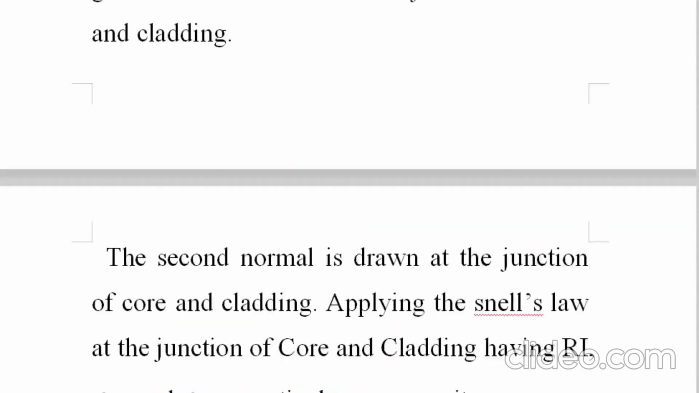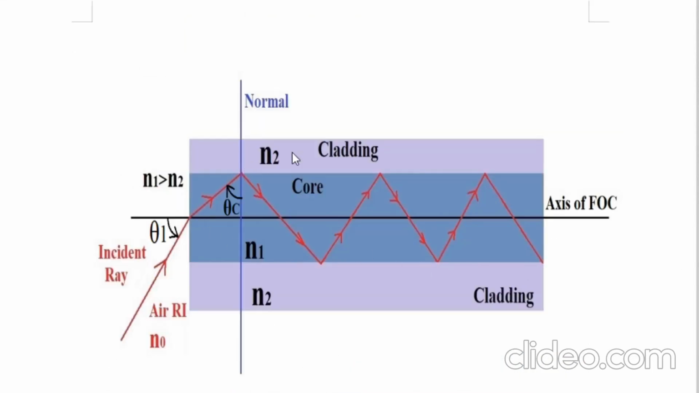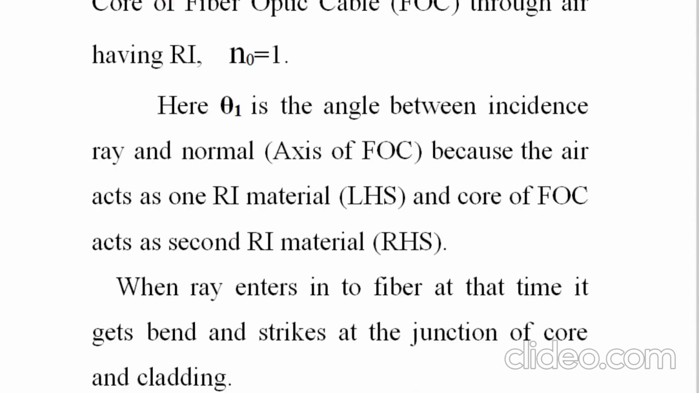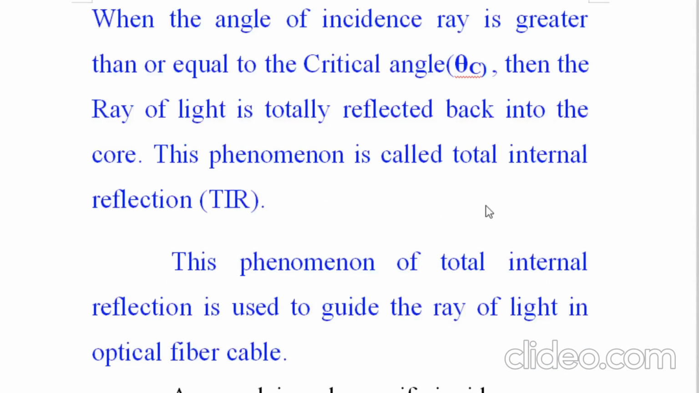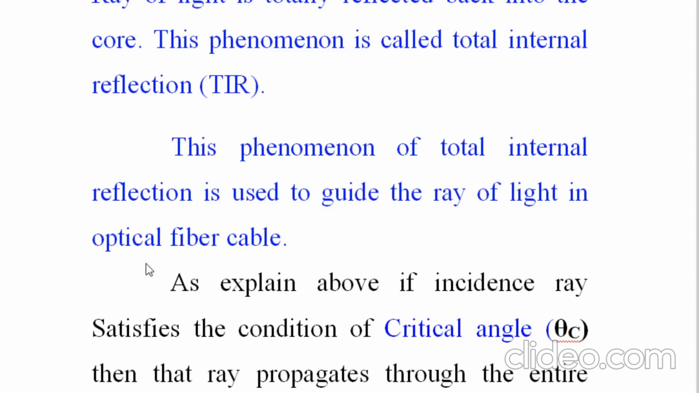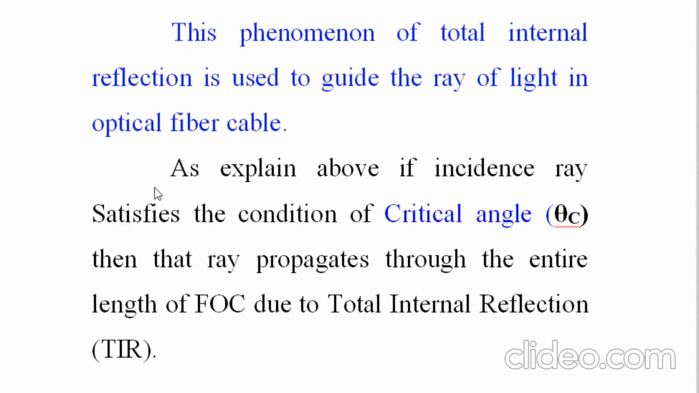If theta 2 is equal to 90 degrees, then only the refracted ray will pass along the junction of core and cladding, and therefore refraction is zero, reflection is maximum, and that particular angle is called theta c. This phenomenon is called total internal reflection. It is used to guide the ray of light in the optic fiber cable. As explained above, if the incident ray satisfies the condition of critical angle, then that ray propagates through the entire length of the fiber optic cable, FOC, due to total internal reflection.